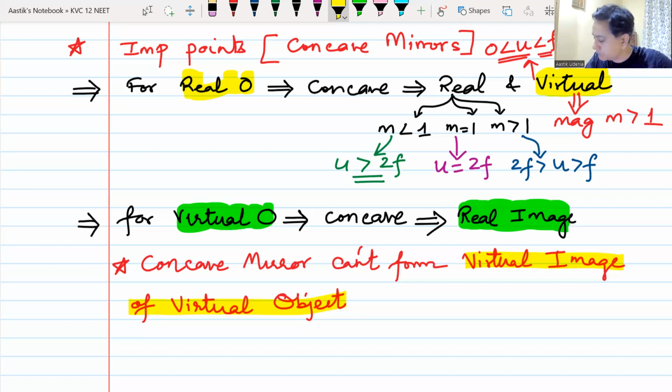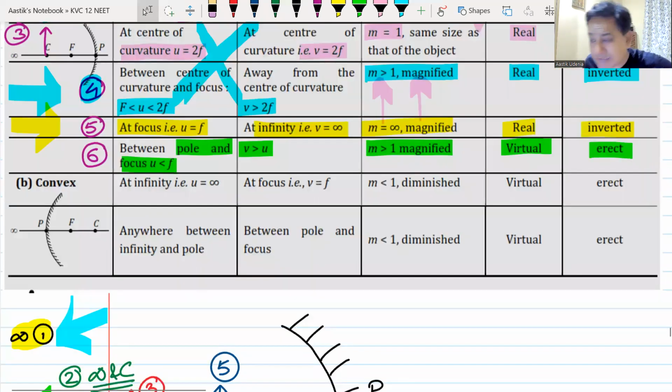So we move on to the next thing, and the next thing is image formation by a convex mirror. It is very simple because we only have to deal with two positions. Position number one is the object is at infinity. The distance of the object is infinity. Image is formed at the focus, we all know this. Magnification is less than 1, it is very diminished. The image is virtual and erect.